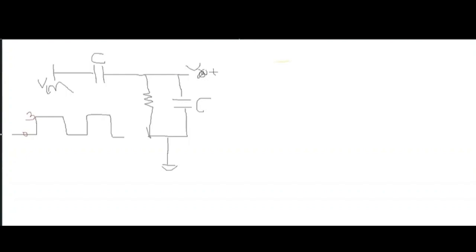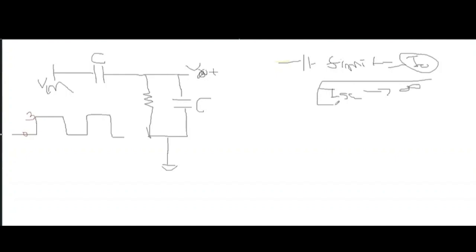If a finite amount of current is flowing through the capacitor, then it does not change the voltage instantaneously. If the current flowing through the capacitor is infinite, then the capacitor changes the voltage instantaneously. So let's understand these things in this circuit.